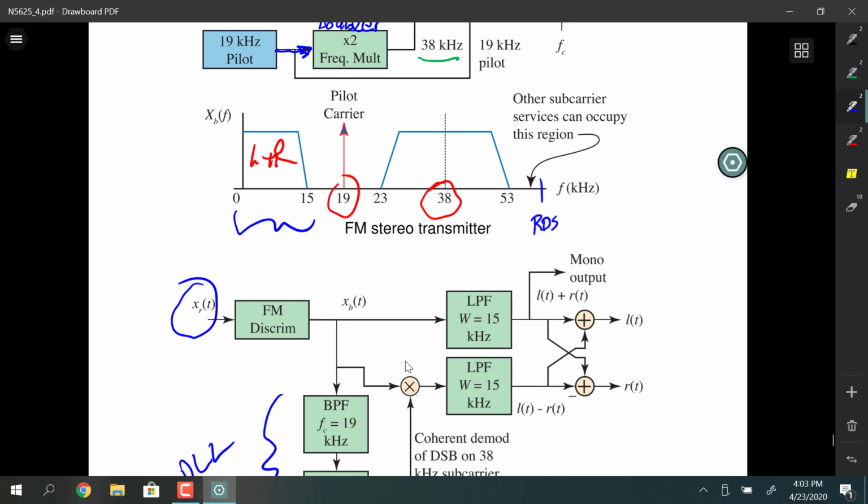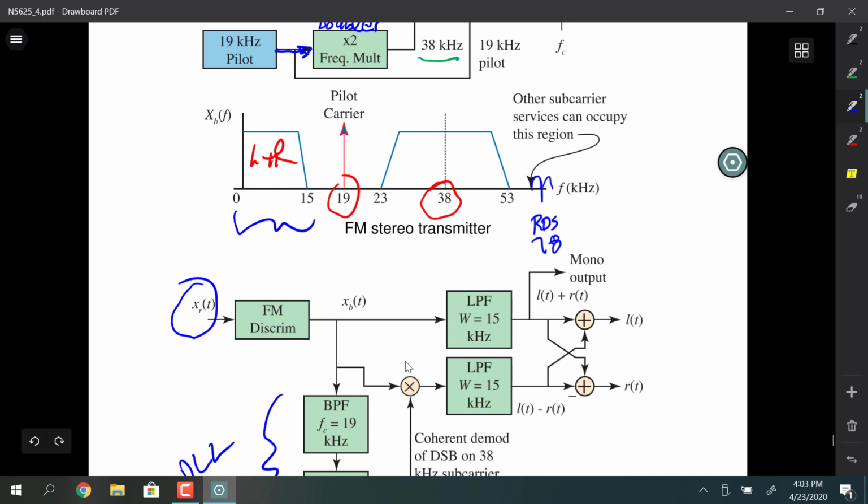So what I was going to say, there's another subcarrier up here at 78, and I think it's 76, 77. No, it's the third harmonic of the 19 kilohertz, or is it the fourth harmonic? Yeah, it's the fourth harmonic, right? Yeah, I think that's right. I think it's at 78 kilohertz, and RDS is there.